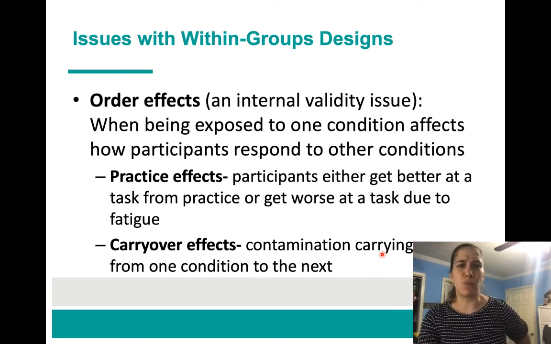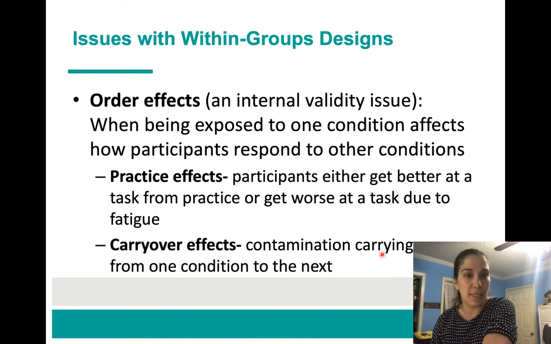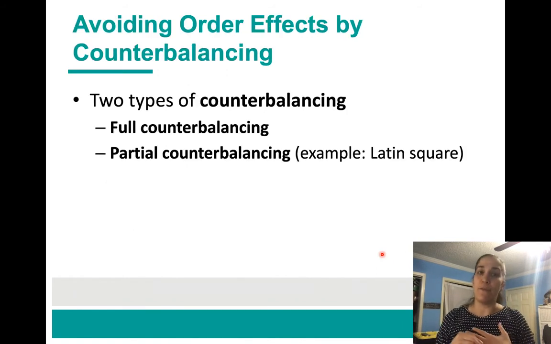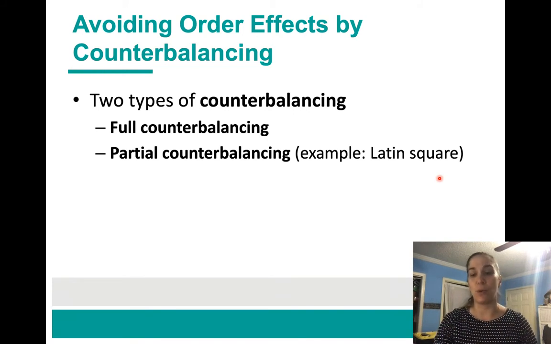So if this is a really big issue within groups design, this order effect, that the order of your conditions has an effect on your behavior, what do we do? The best way to avoid order effects is by counterbalancing. We're going to talk about two types of counterbalancing: full counterbalancing and partial counterbalancing. Specifically, we're only going to talk about a Latin square. There are lots of other types of counterbalancing, but we're not going to talk about those. We're just going to talk about full counterbalancing and the partial counterbalancing of a Latin square.